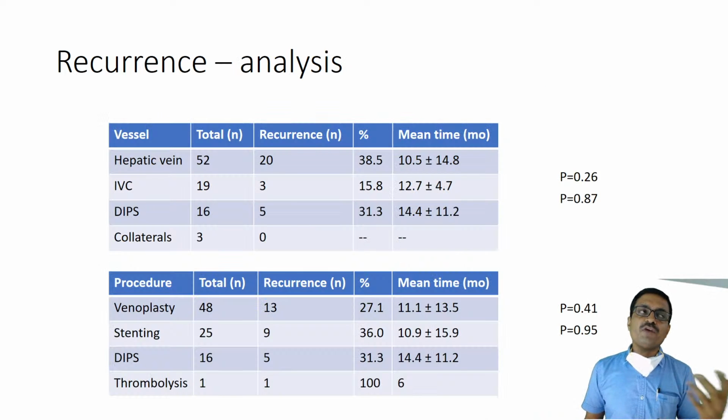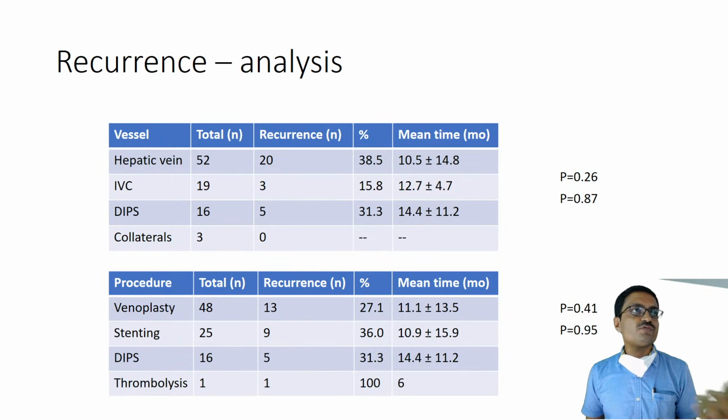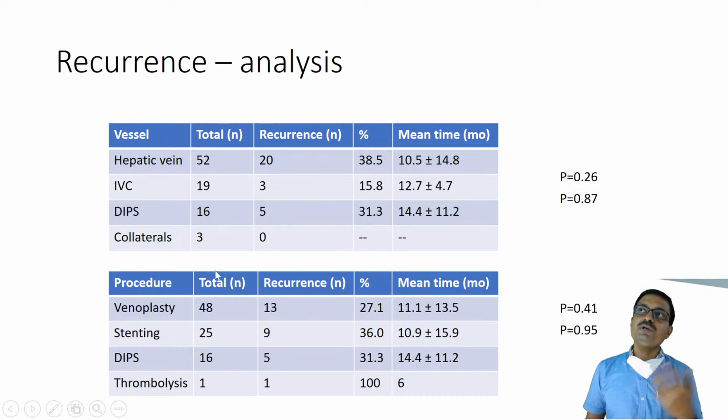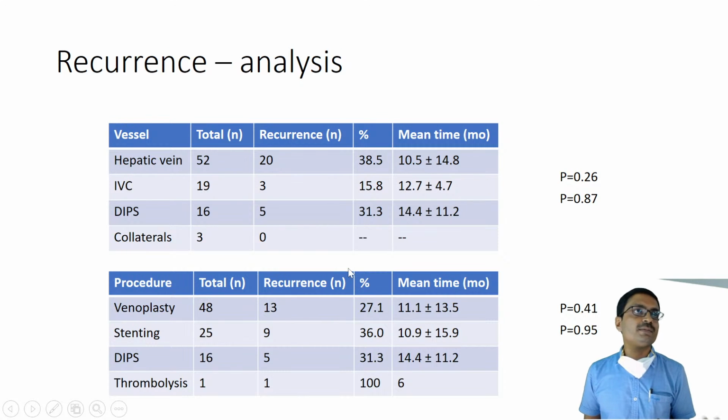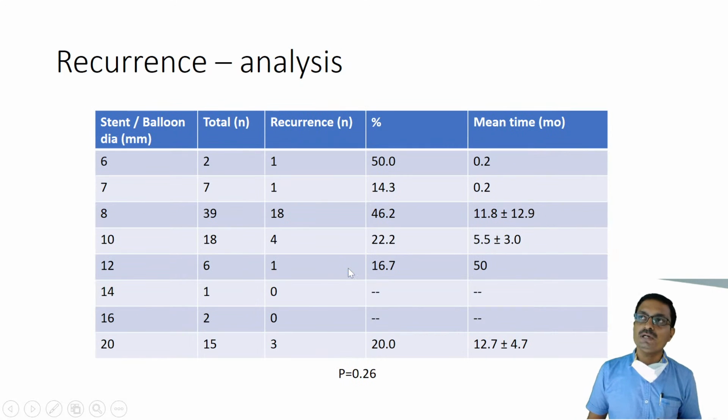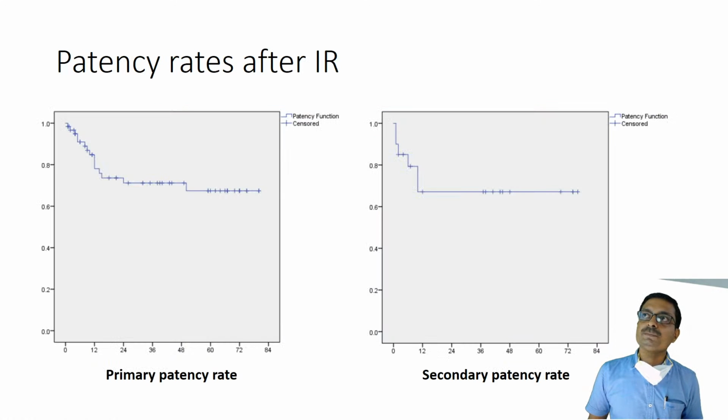We also tried to find out if any technical factors were associated with an increased chance of recurrence, but we did not find any, whether it was hepatic vein involvement or venoplasty. Procedure-wise or vein-wise, nothing had any predictive role in the prediction of recurrence. Even the size of the stent or balloon we used did not help in prediction of recurrence. Recurrence occurred across all sizes of stents or balloons.